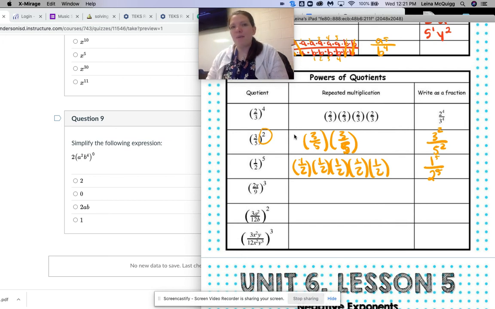So the same thing is happening that was happening yesterday. We're sending that exponent to everything inside. So I'm going to say this one is going to end up being 2 to the power of 3 times x to the power of 3 over 9 to the power of 3. So let's make sure it's true.